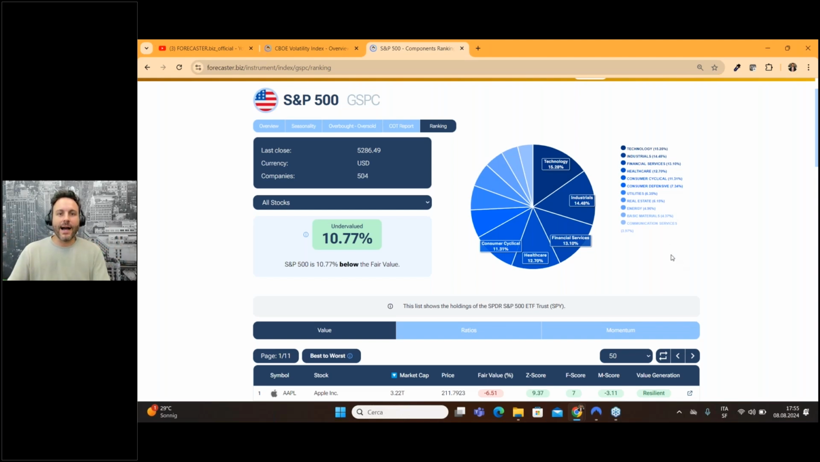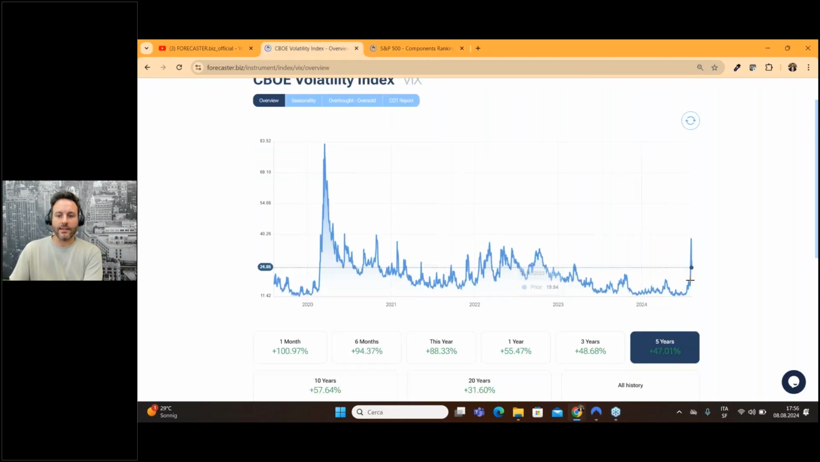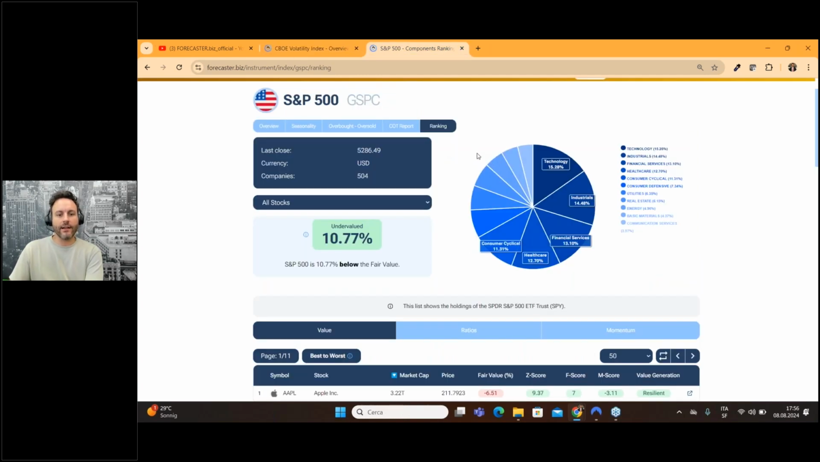If we combine this information, which is the spike in the volatility index, and the fact that the S&P 500 is undervalued, we can really understand that probably this is just a correction in a long-term bull trend.